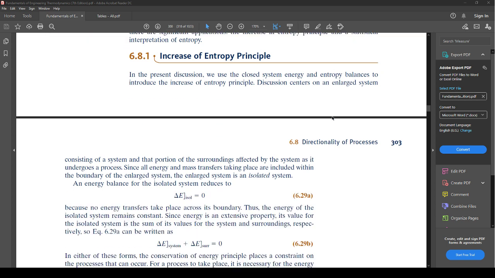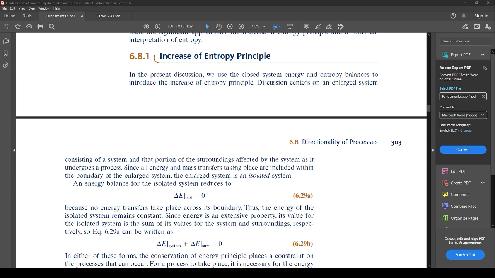So it says, the increase of entropy principle. In the present discussion, we use the closed system energy and entropy balances to introduce the increase of entropy principle. Discussion centers on an enlarged system consisting of a system and that portion of the surroundings affected by the system as it undergoes a process. Since all energy and mass transfers taking place are included within the boundary of the enlarged system, it is an isolated system. And it says an energy balance for the isolated system refers to this.